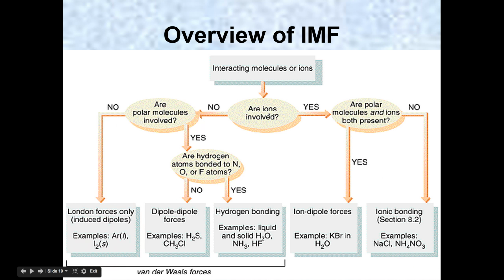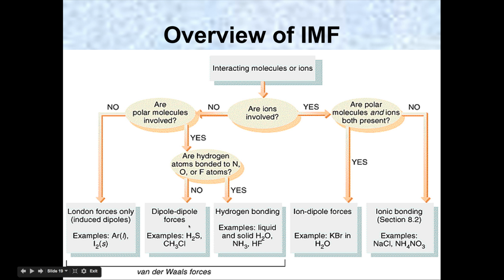And so, here's the overview of the whole thing. We talked about the weakest being London dispersion forces, and you get some induced dipoles with larger molecules. A great example of that would be the halogens. You're talking about diatomic molecules. Fluorine and chlorine are gases. Bromine is a liquid. Iodine is a solid because the molecules got larger and larger, and the bonds became stronger and stronger. That's the induced dipoles.